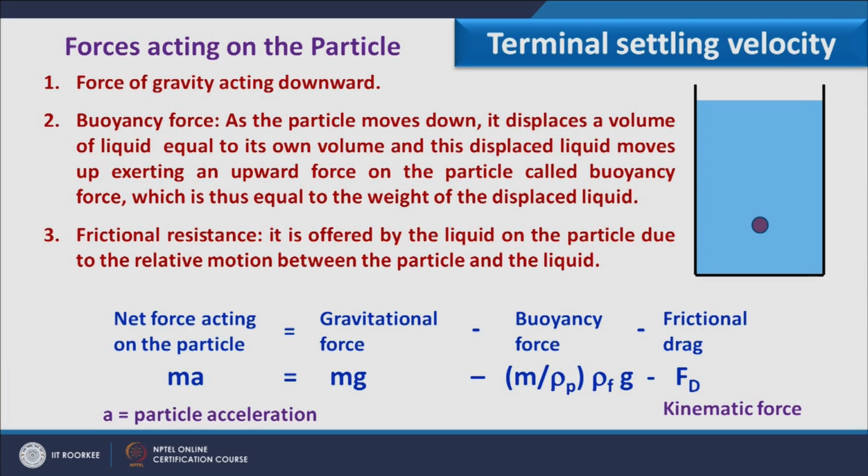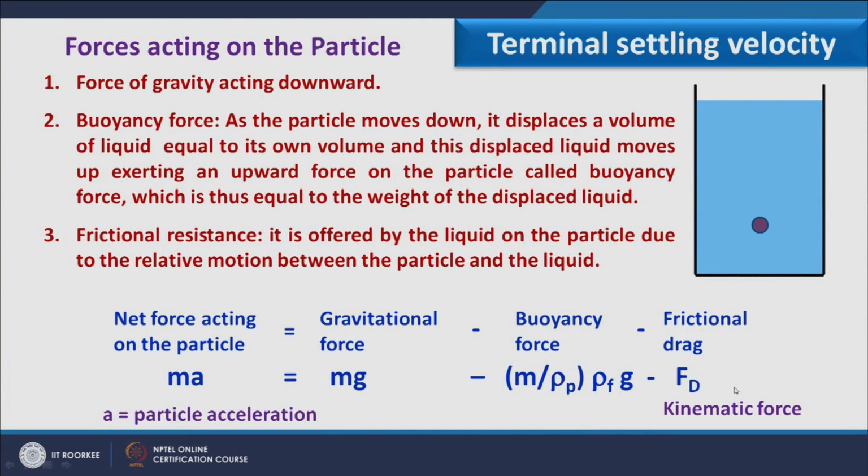So, when this Fd is negligible, the magnitude of ma will increase, and as m is constant, a will increase, which is nothing but the particle acceleration. When acceleration increases, it compels the particle to move with faster velocity. When the velocity increases, the frictional drag, which is acting in upward direction, will increase again. So, it will put resistance in the movement of the particle.